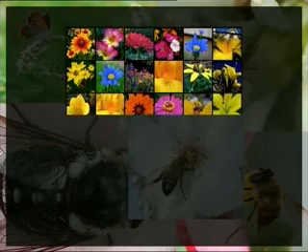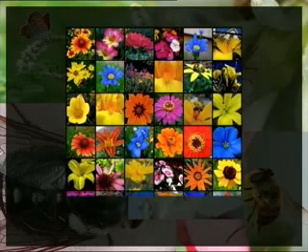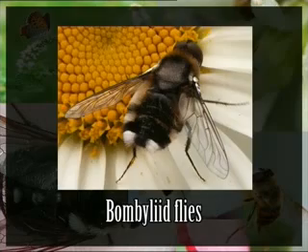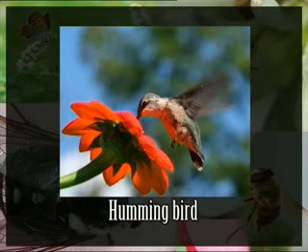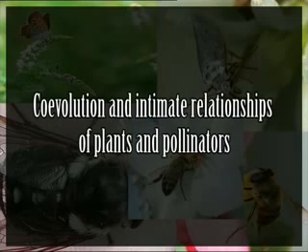The angiosperms as a whole group, and in particular some families and genera of the Angiospermae and various taxa of pollinators such as syrphid flies, bee flies, pollen wasps, butterflies, bees, sphinx moths, hummingbirds and nectar birds and many others, are examples of coevolutionary success attributable to the mutualistic relationships between the flowering plants and the pollinators. Now we will discuss coevolution and intimate relationships of plants and their pollinators.